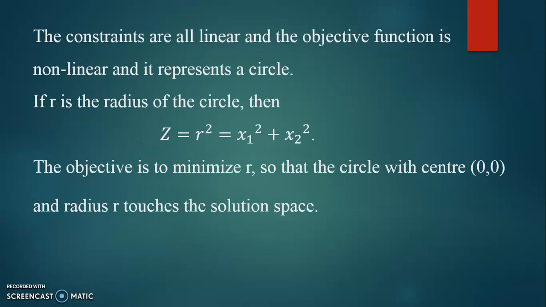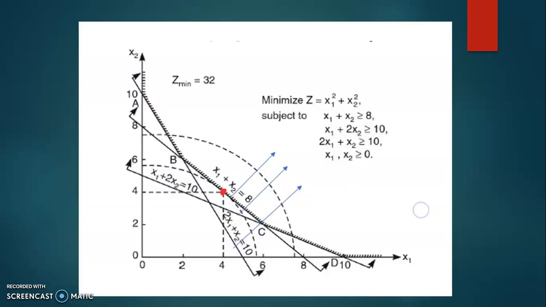Here the constraints are all linear and the objective function is nonlinear and it represents a circle. If r is the radius of the circle, then the objective function is z equal to x1 square plus x2 square, which is equal to r square. Our objective is to minimize r so that the circle with the center 0, 0 and radius r touches the solution space. So this is the graphical solution of the given nonlinear programming problem.